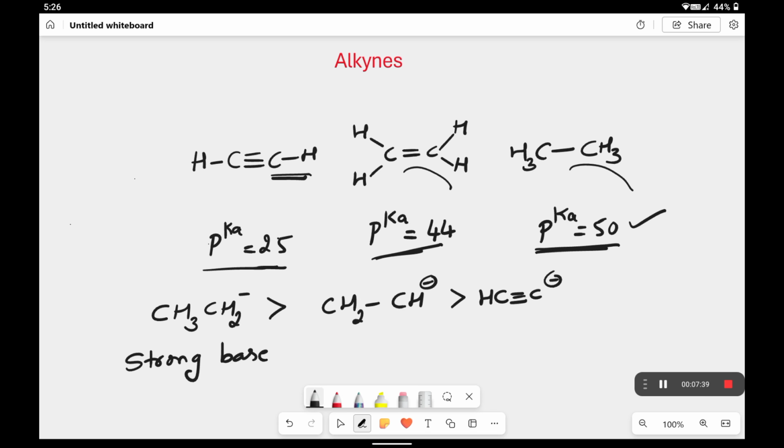Take HCl. On dissociation, it liberates hydrogen, and this hydrogen gives its proton to another species. Let us assume water as an example. HCl plus water gives H3O plus and Cl minus. It is a strong acid.